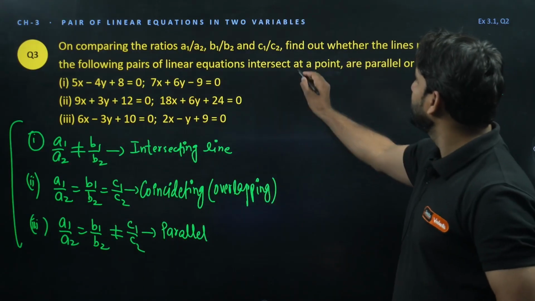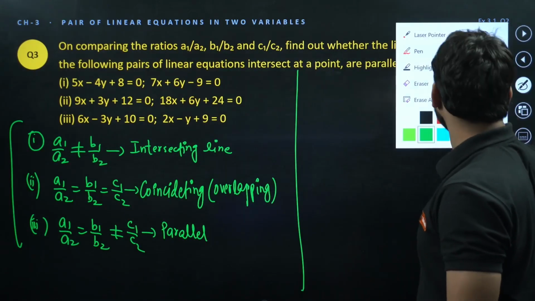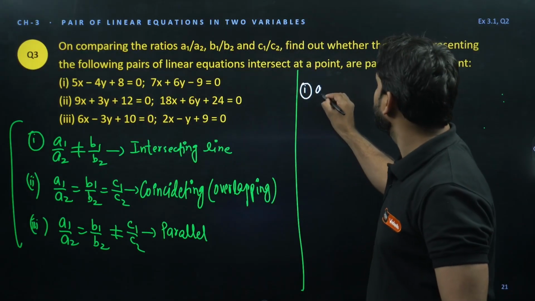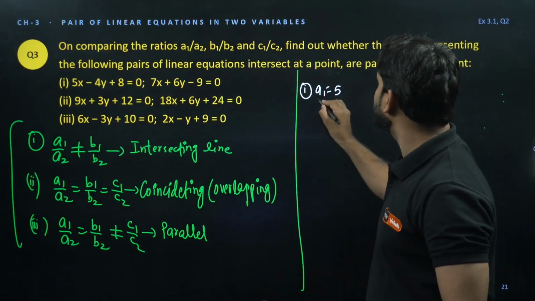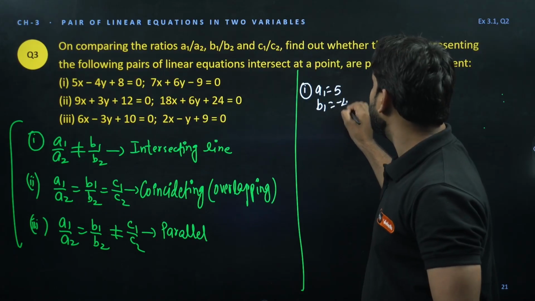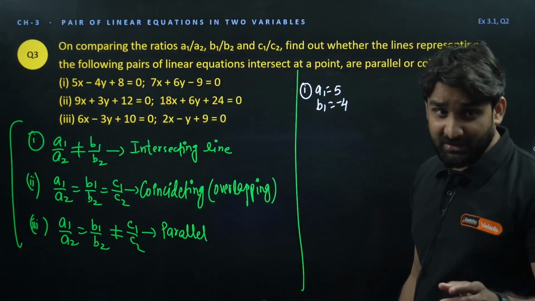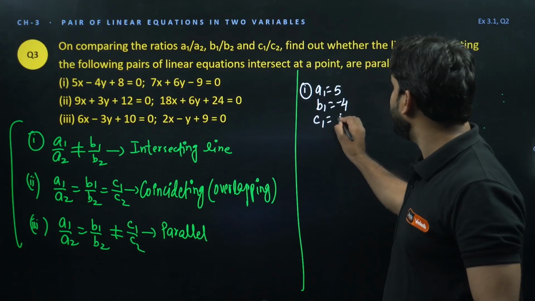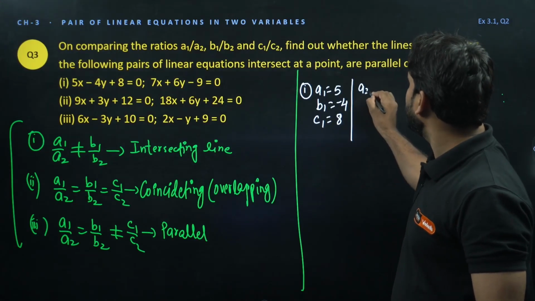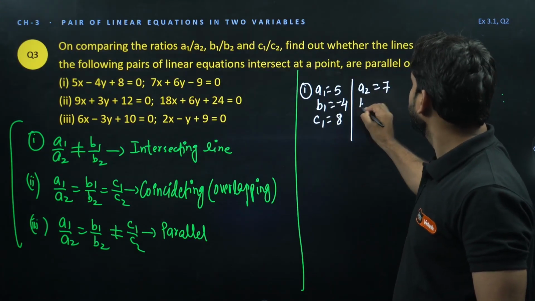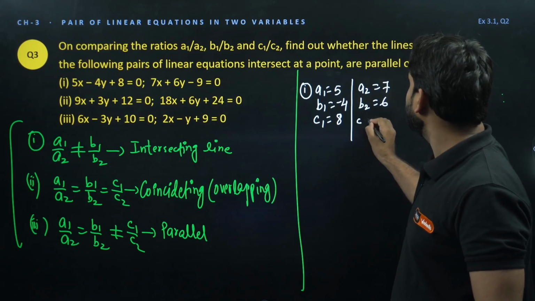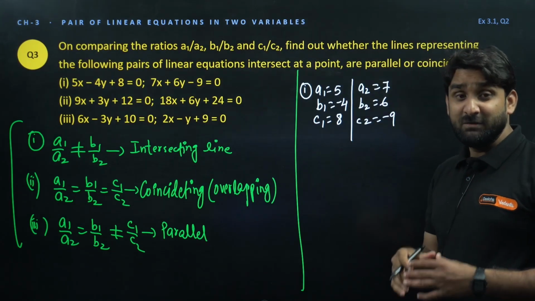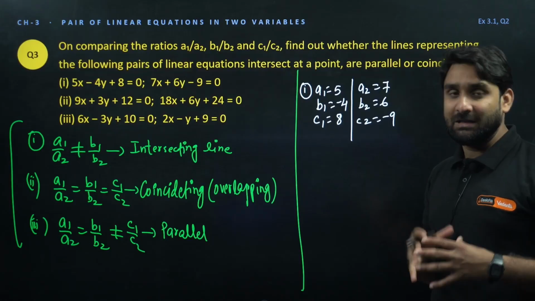Yes. So let's do the first question here. I'm using white color here. First question. What is A1? The 1 is for the first equation. A1 is 5. B1 is -4. If coefficients are negative, please write them as negative. And C1 is what? 8. Similarly, A2 is what? 7. B2 is what? 6. And C2 will be what? -9. So please make sure to write A1, B1, C1, A2, B2, C2 correctly.